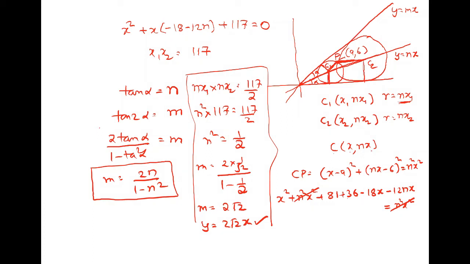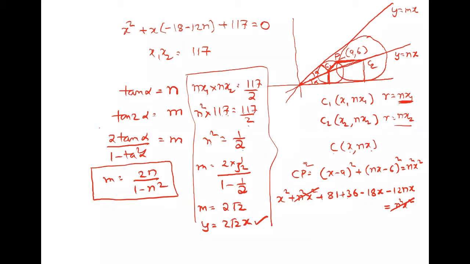For x1, using the distance formula CP square, we got a quadratic equation in x, and x1, x2 are the roots of the equation. The product of radii they gave. The radii I already wrote as nx1 and nx2. So n square x1 x2, which is 117, equal to 117 by 2, they gave you. So from this we get the n square value.